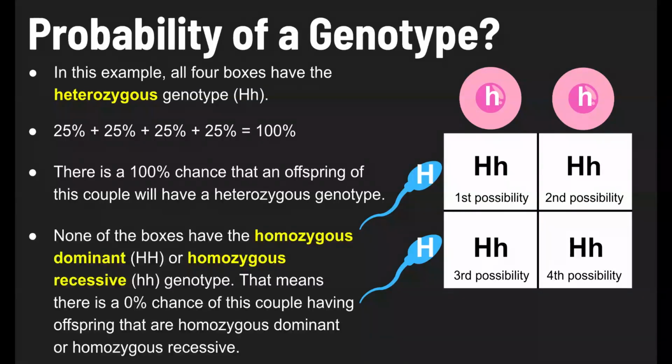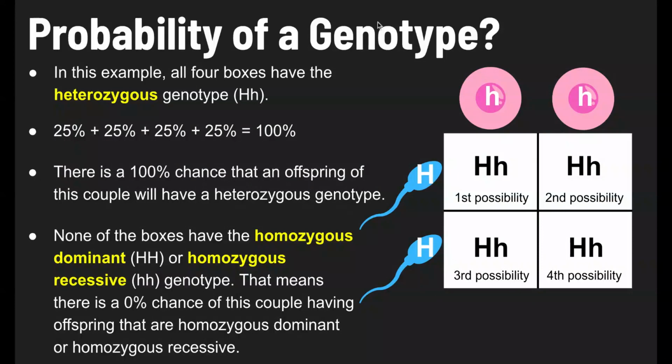Notice none of the boxes have the homozygous dominant genotype, which would be big H, big H. None of these boxes have a big H, big H. And none of these boxes have the homozygous recessive genotype, which would be little h, little h. None of them have that. That means there's a 0% chance of this couple having offspring that are homozygous dominant or homozygous recessive.